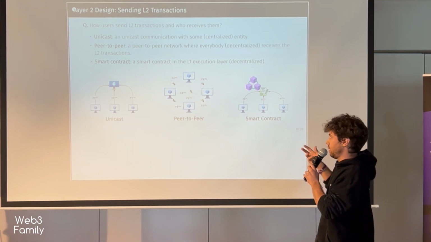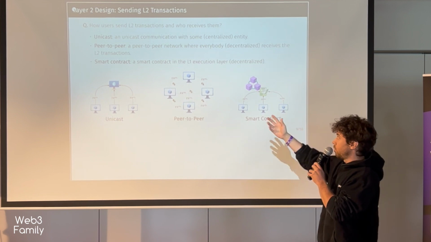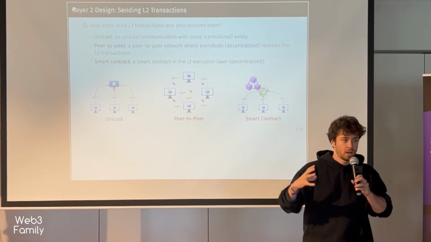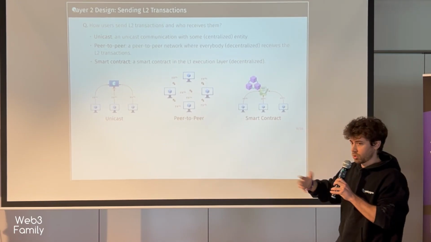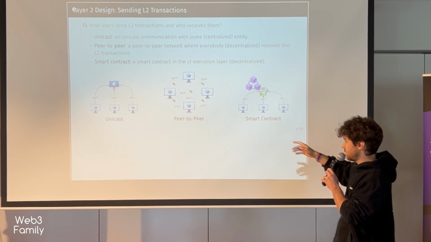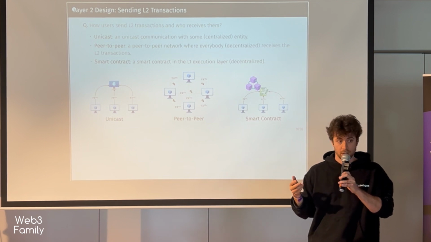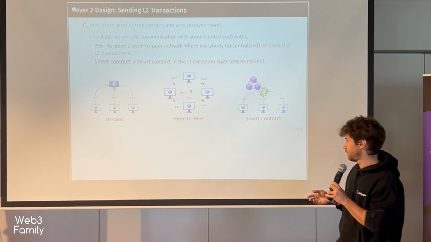The first one is very simple. How do users send L2 transactions and who receives them? We have three different approaches. The first one is unicast. It's the easiest to understand: the users, through an RPC call most of the time, send the transactions to one centralized entity that processes them. This one, unicast, is the one chosen by most of the L2s, for example, by Polygon.